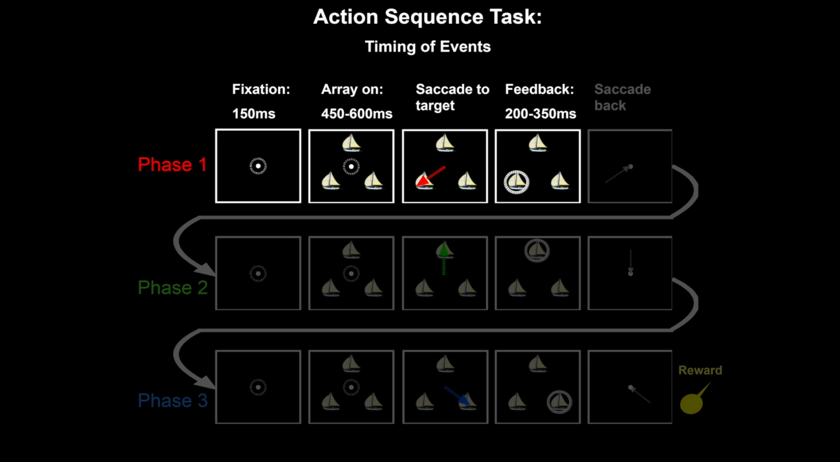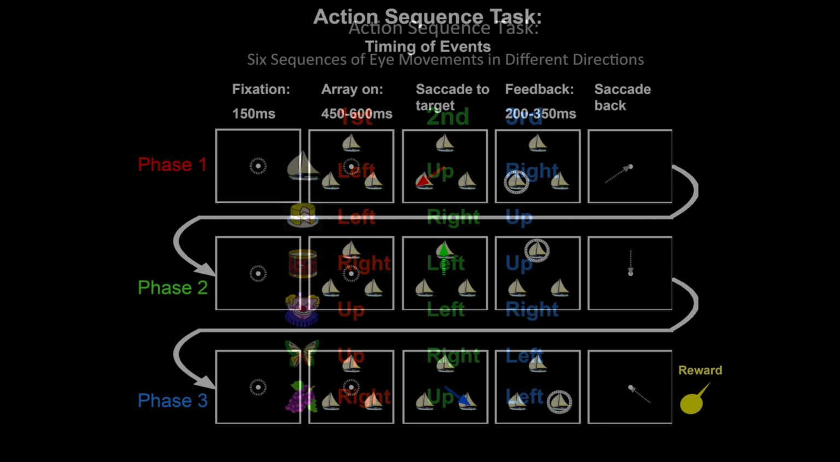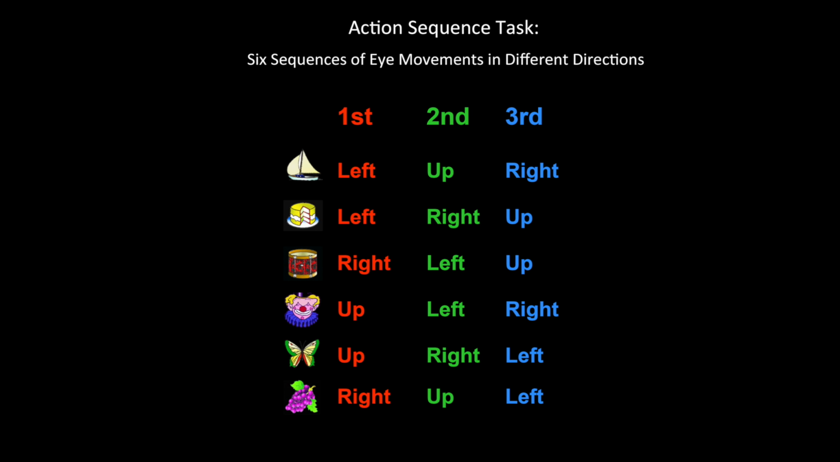central fixation. In the second phase of the trial, the correct movement was upward, and in the third phase of the trial, it was to the right. If the monkey performed the entire sequence of actions correctly, left, up, and right, at the end of the trial, he received the reward, a drop of juice. In the sequence I've just shown, the correct order of ocular movements was left, up, and right. However, we trained the monkey to perform 6 different sequences in which the direction and rank was counterbalanced.